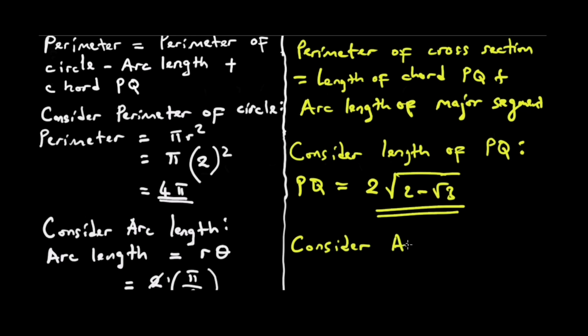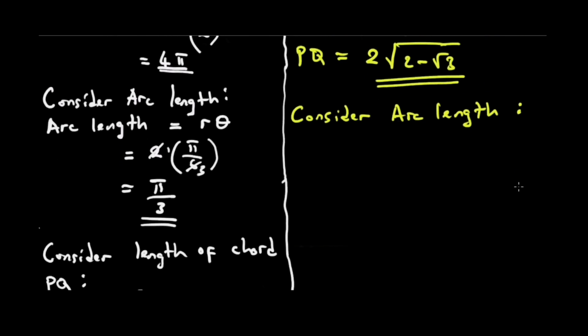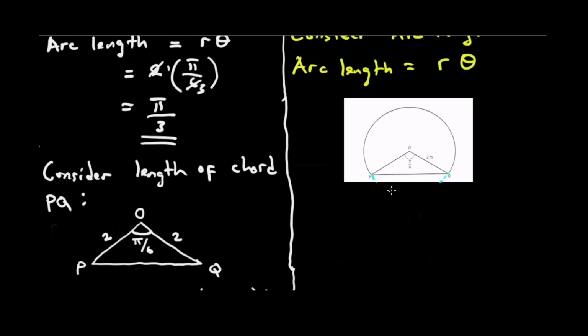Now consider the arc length, this time of the major segment. We know that arc length is given by the formula r theta. But I want to show you something. Let us take this diagram. If we want to calculate the arc length of this minor segment, what do we do? We use this angle.